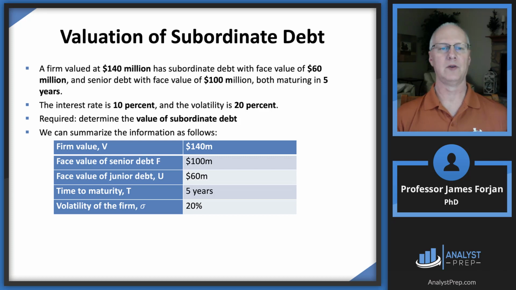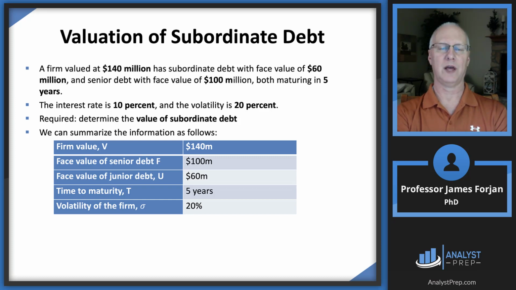So let's go ahead and do a quick example here. We've got a 140 million value of the firm. Remember, that's the market value of the assets. Subordinate debt face value 60, senior debt face value 100. Both of these mature in 5 years, interest rate 10, volatility 20. What we want to do is determine the value of the junior or subordinate debt. So I want you to think about this first, before I hit the next slide button.